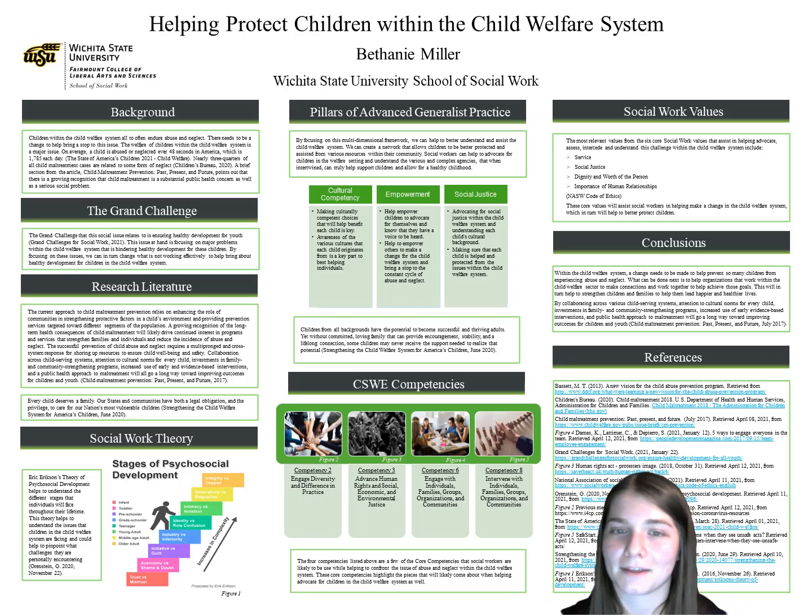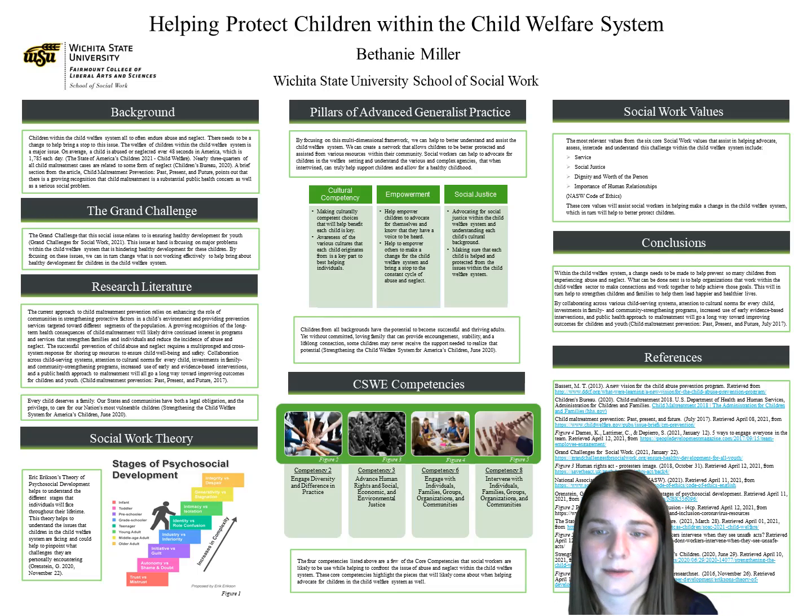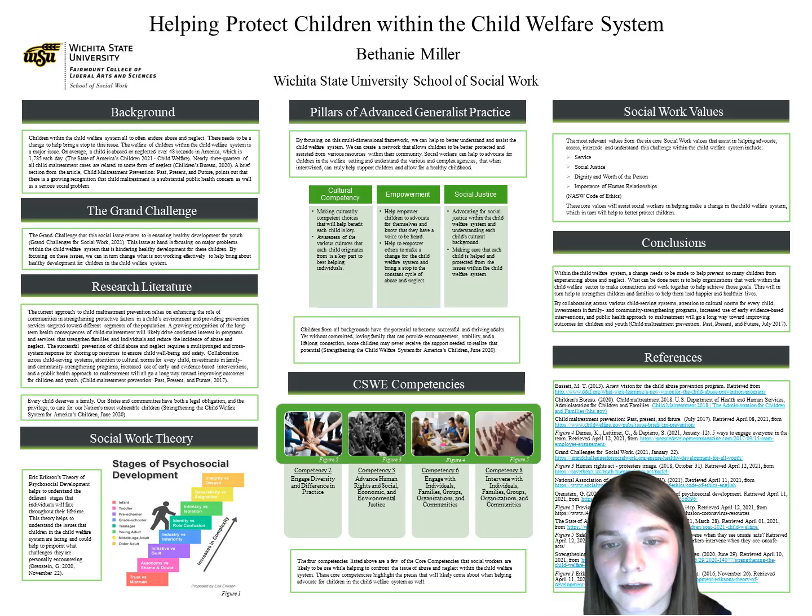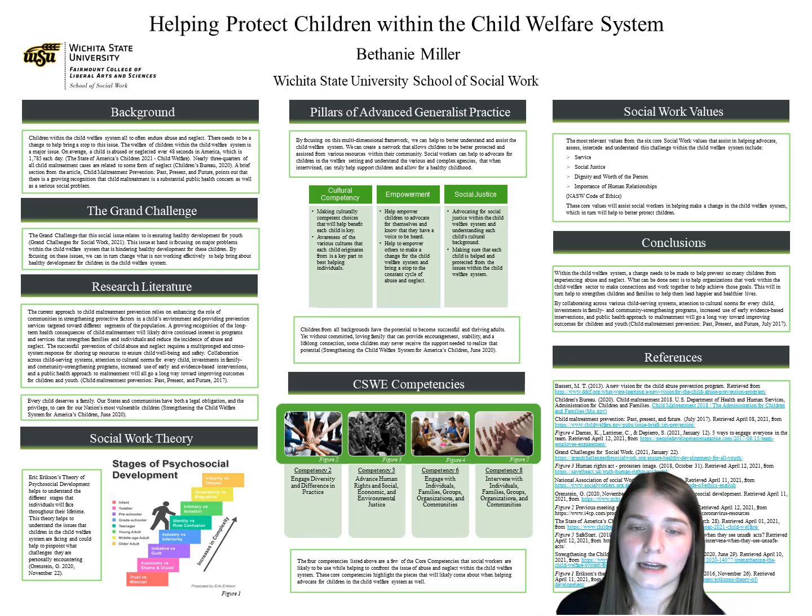So I thought that each of these little bullet points under cultural competency, empowerment, and social justice fit very well with each pillar, and what a social worker will be helping with in regards to the child welfare system. I want to point out this little box below the pillars of advanced generalist practice that I thought was very fitting for this PowerPoint. It comes from strengthening the child welfare system for America's children, and that is, children from all backgrounds have the potential to become successful and thriving adults, yet without committed loving families that can provide encouragement, stability, and lifelong connections, some children may never receive the support needed to realize that potential in themselves.